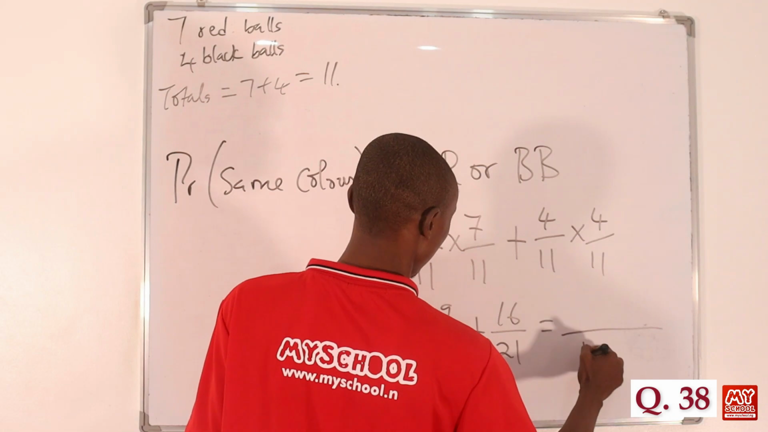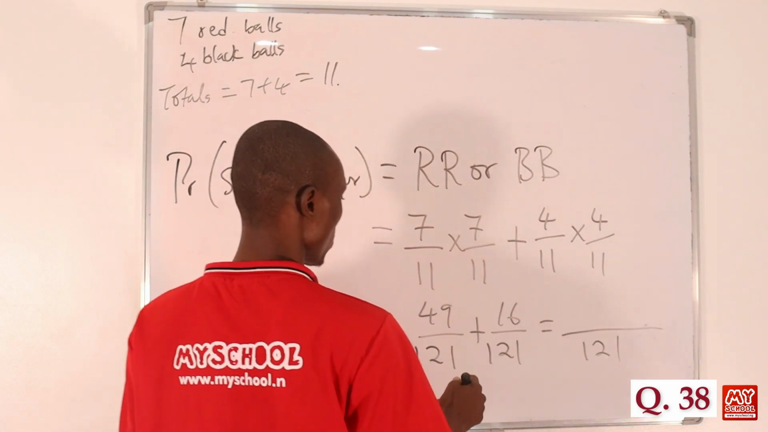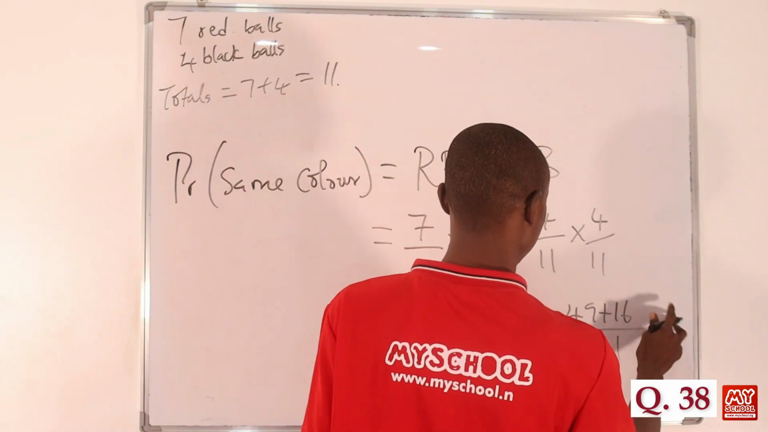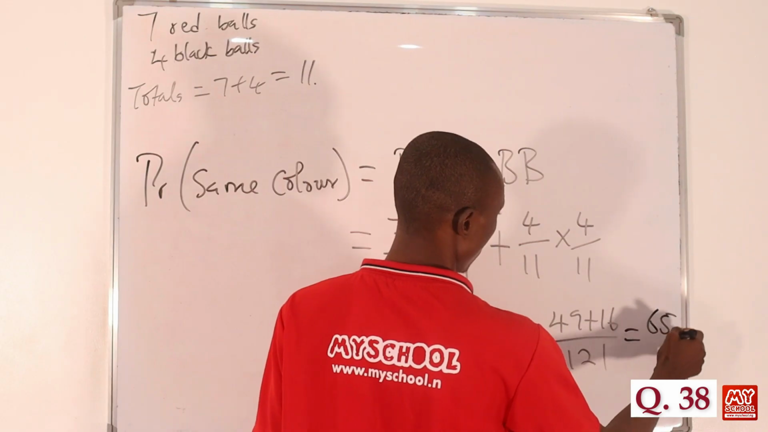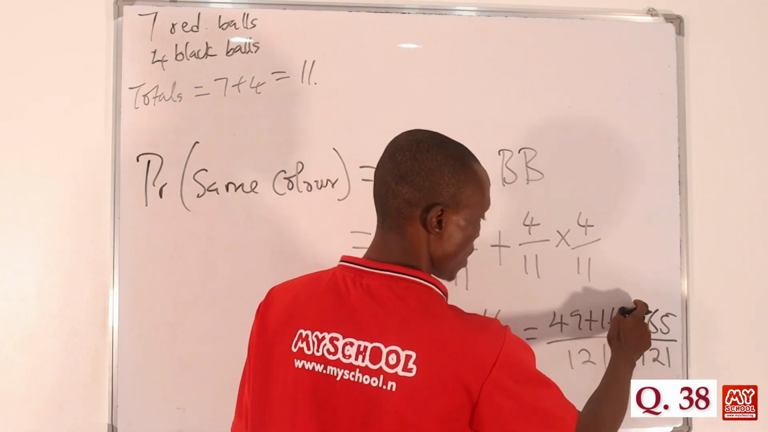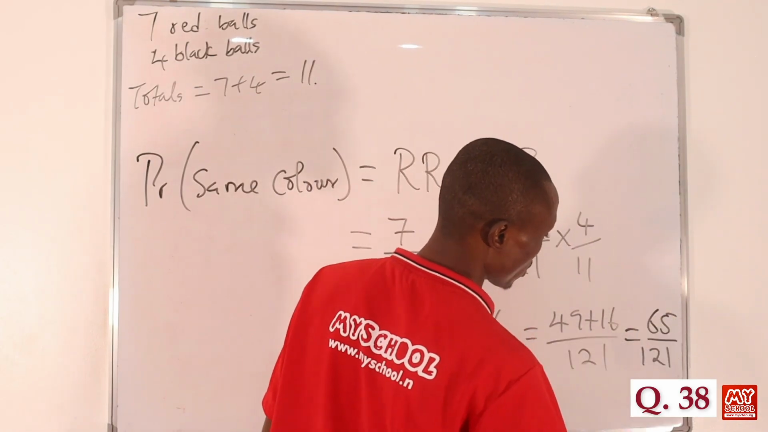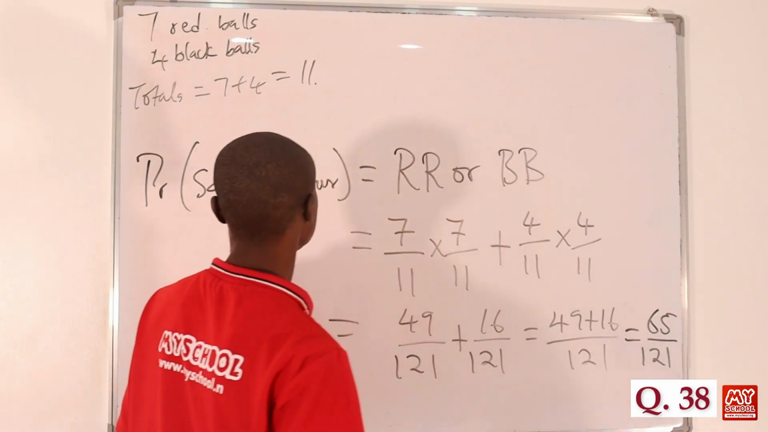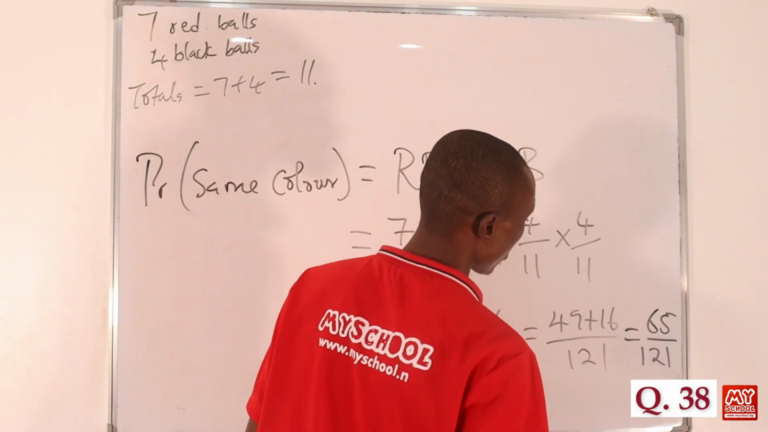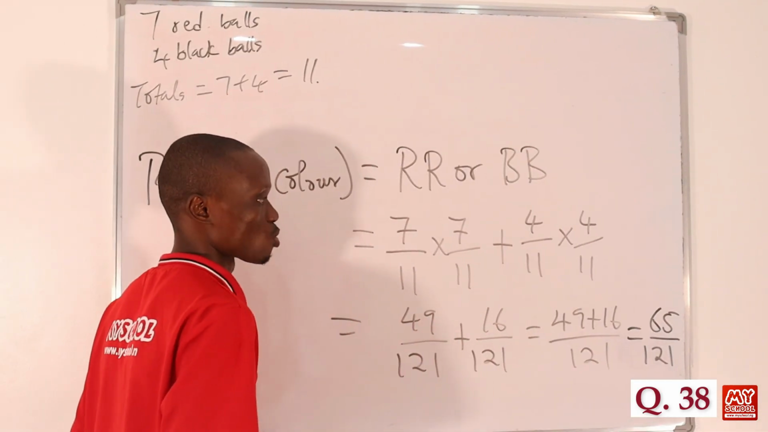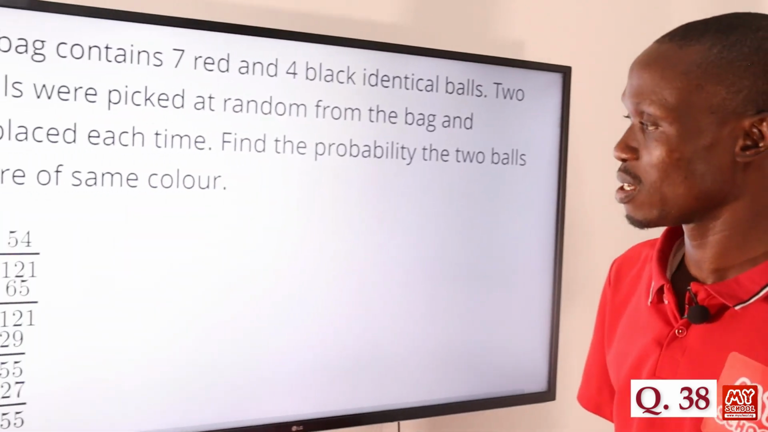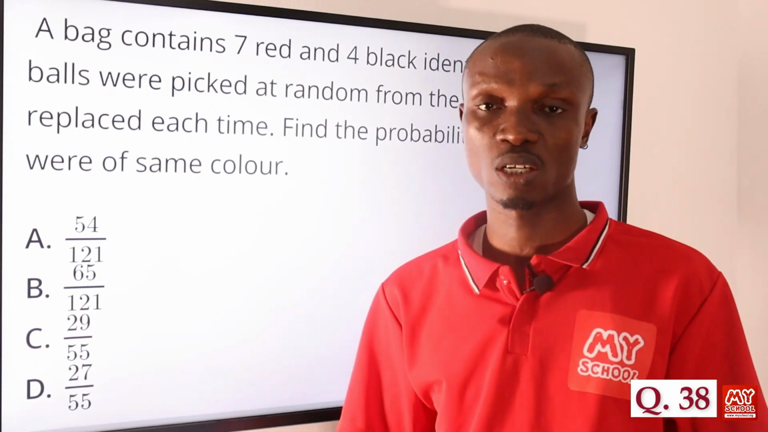So LCM here is 121, so we simply add these two, and that will be equals to 49 plus 16, okay? So this is equals to 65 all over 121. So there's no number that can divide 65 and also divide 121 without remainder. Okay, so the probability that the 2 balls are of the same color is equals to 65 all over 121. So let's return back to the screen to pick the correct answer to this question, and that is option B, 65 over 121.